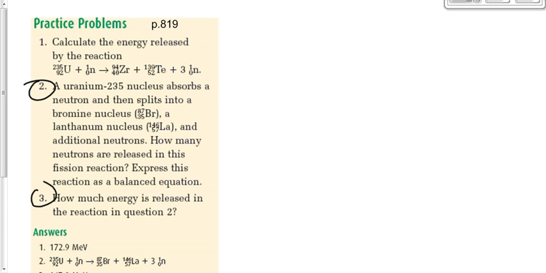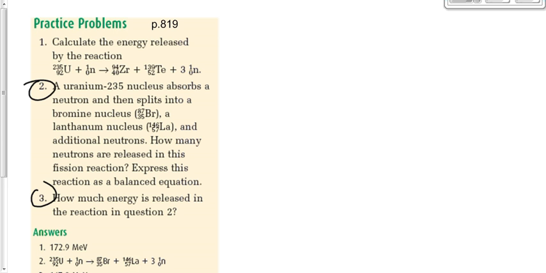Number 2 says the uranium-235 nucleus absorbs a neutron and then splits into bromine and lanthanum. This is the same element that we started off with in our example yesterday, right? Uranium-235, and it undergoes fission by absorbing a neutron, but it's decaying into 2 different nuclei. Yesterday, I think it was krypton and barium that the uranium-235 decayed into, and today it's bromine and lanthanum. That's okay, and we do it the same way.